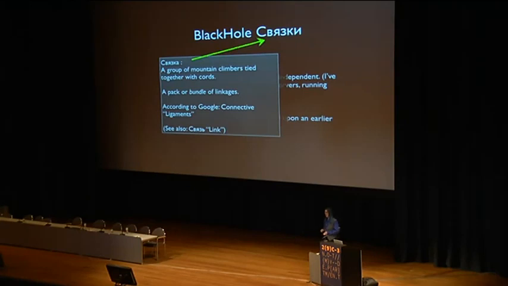So this particular word is translated as ligaments by Google Translate, and it's either ligaments or bundle. Those are the only two options. But the meaning is more like a group of people attached together with cords or links. It's apparently related to the word that's used for URL links too. So basically, this means a bunch of exploits stuck together is the meaning of that slang term.